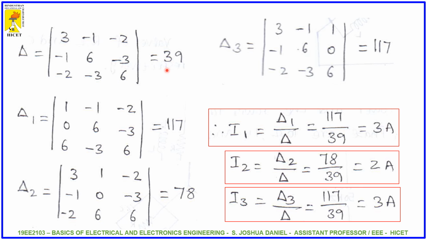And we find delta is 39. Delta 1, we are replacing the first column with the voltages and we find it as 117. And delta 2 as 78 and delta 3 as 117. And using all those values, we are finding I1, I2 and I3 as 3 ampere, 2 ampere and 3 ampere.